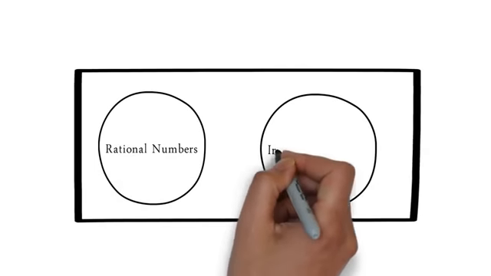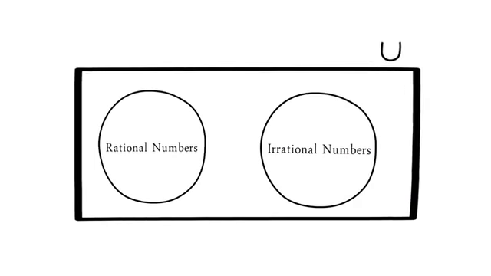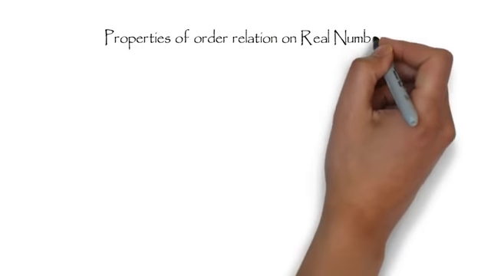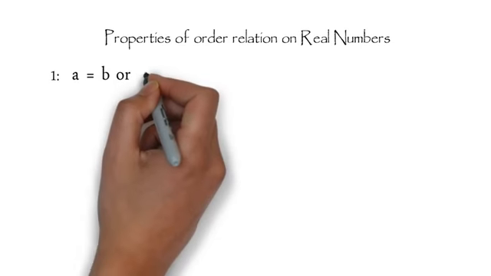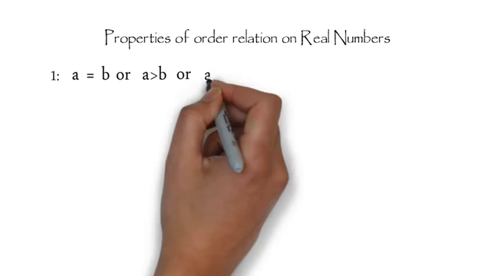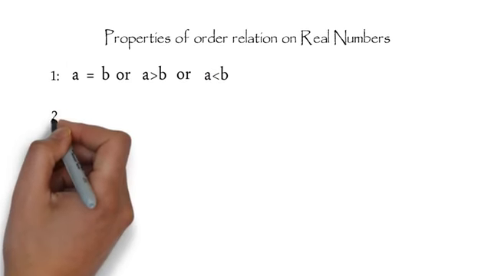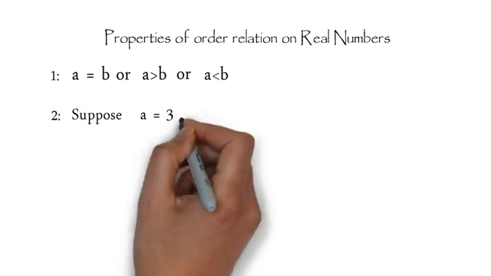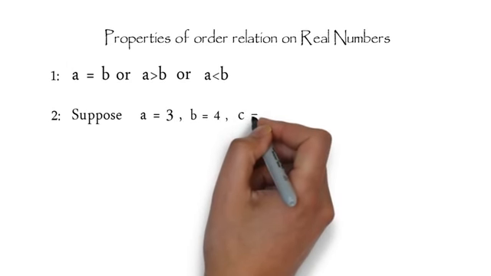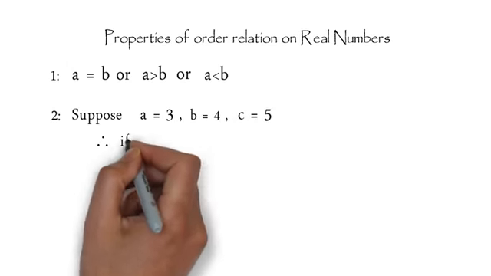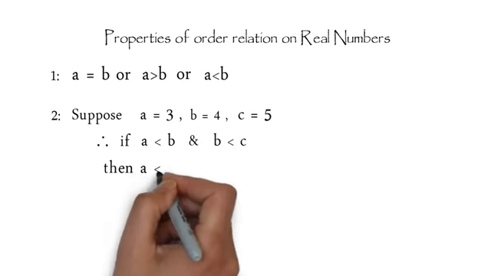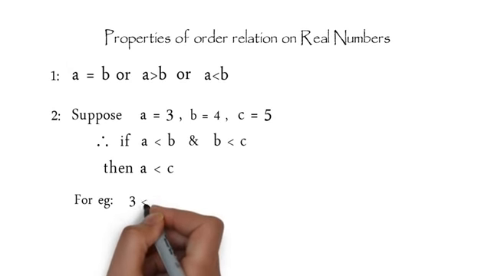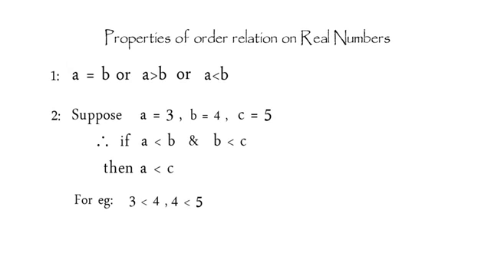Rational numbers and irrational numbers. Properties of order relation on real numbers. First, a is equal to b, or a is greater than b, or a is less than b. Second, suppose a is equal to 3, b is equal to 4, c is equal to 5. Therefore, if a is less than b and b is less than c, then a is less than c. For example, 3 is less than 4, 4 is less than 5. Therefore, 3 is less than 5.